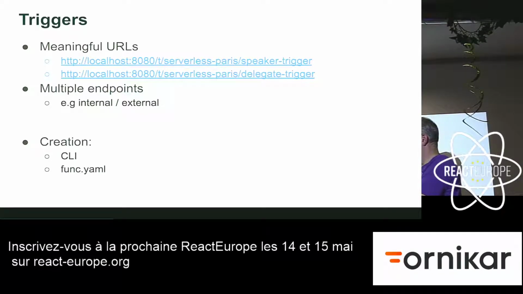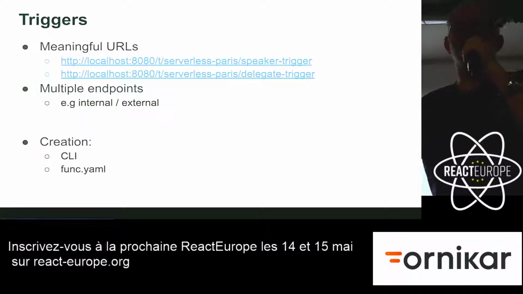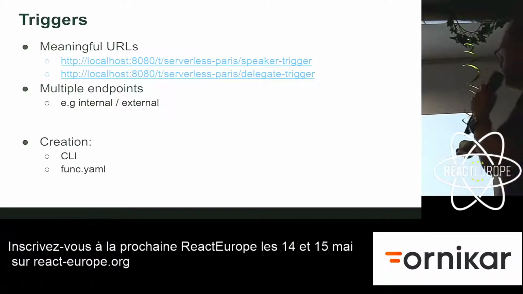So you might have a different URL for internal users and external users, and you can then protect those differently. You can either create triggers from the CLI on the fly, or you can specify them in the func.yaml, or when you actually do the fn init, you can specify --trigger, and you can define what your endpoints are going to be that way.